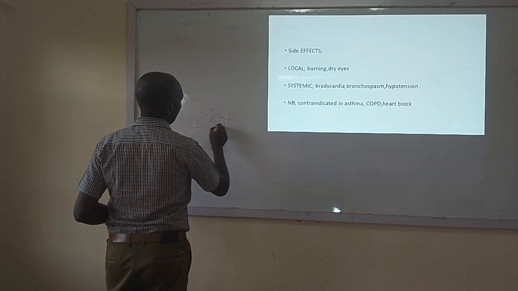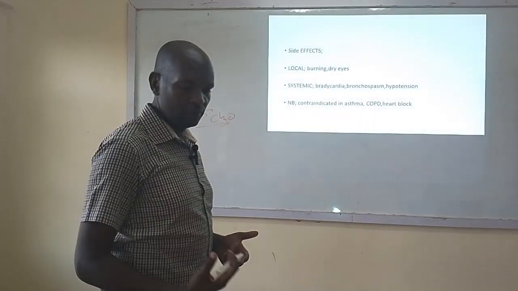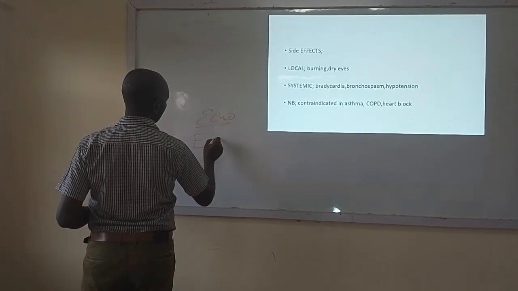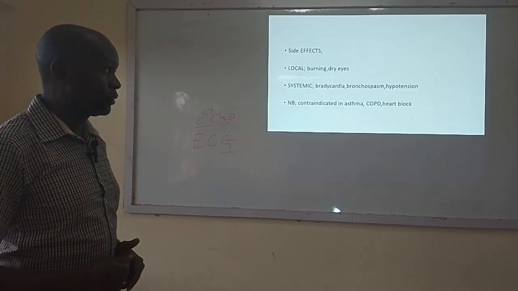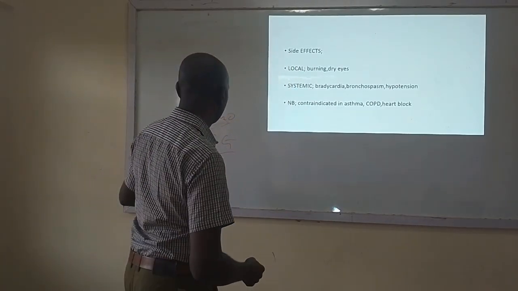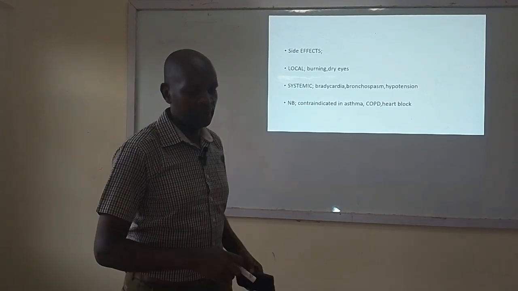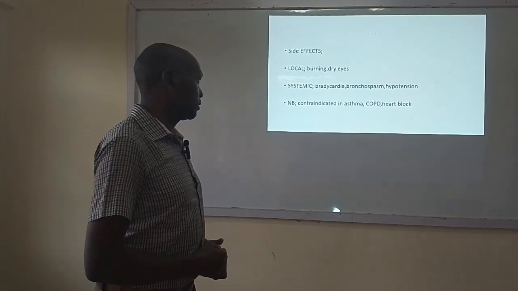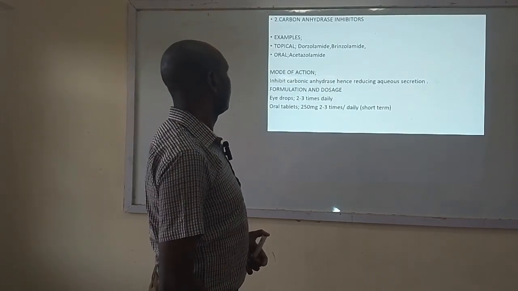If you do an echo, then you are looking at the mechanical activity of the heart. But when you do an ECG, then you are checking the electrical activity of the heart, how an electrical impulse is generated, how it circulates within the heart, and how it triggers the heart to function. So that is a topic of another day.